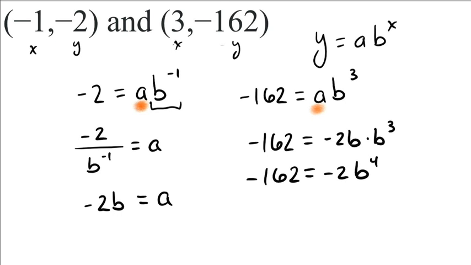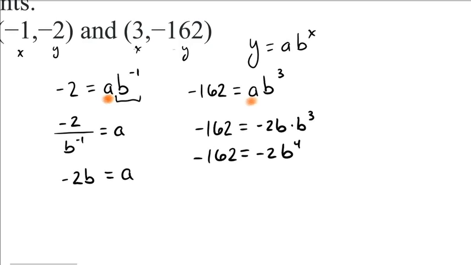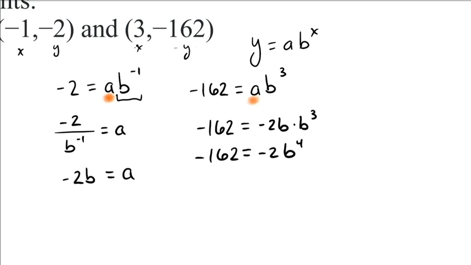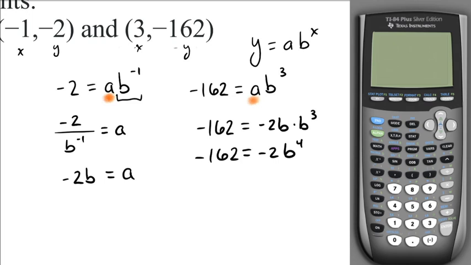So what we need to do right now is go ahead and figure out, I'm going to divide both sides by -2. And I'm ashamed to say I am going to bring my calculator on screen here. So I'm going to take -162, and I'm going to divide that by -2. And when I do that, I get 81. So 81, not 8, 81 is equal to b to the 4th power.